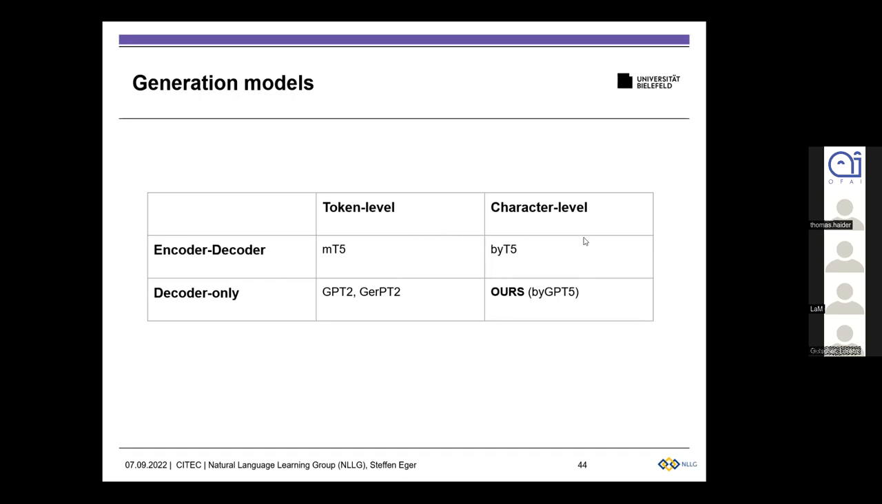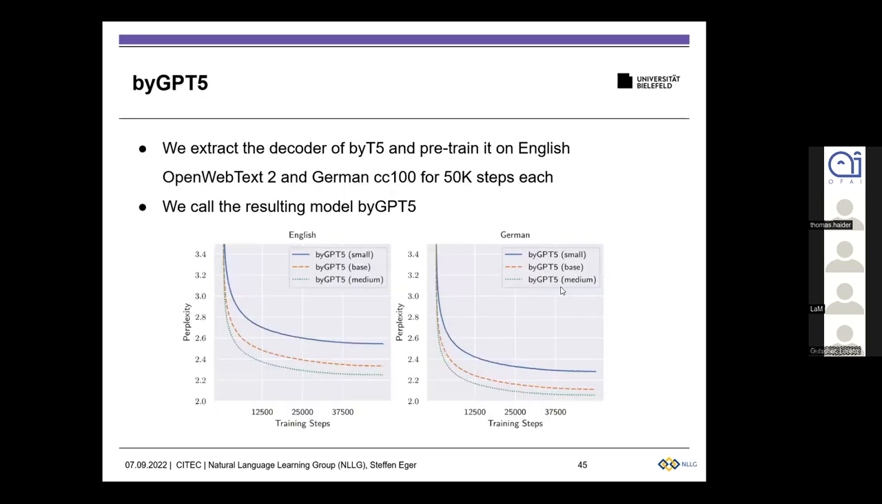So this is why we developed a novel text generation model, which is a decoder only model and works at character level, and we call it ByGPT-5. So how do we train ByGPT-5? We basically use the ByT5 model and extract the decoder from ByT5. And then we pre-train this decoder on English Open Web Text 2. So we train it on English data, and we pre-train it also on German data, CC100, for 50,000 steps.